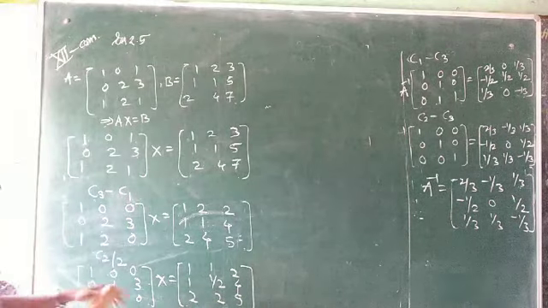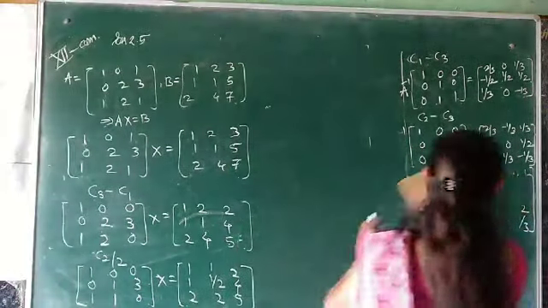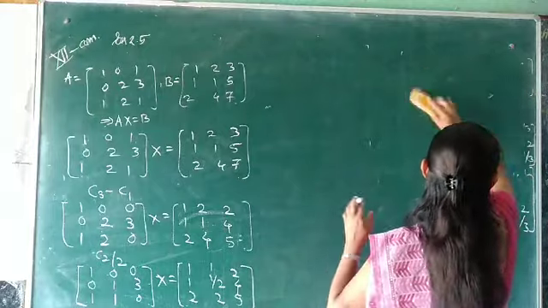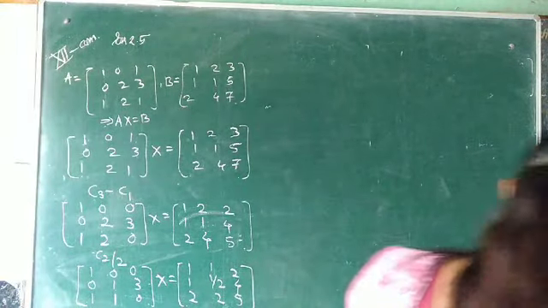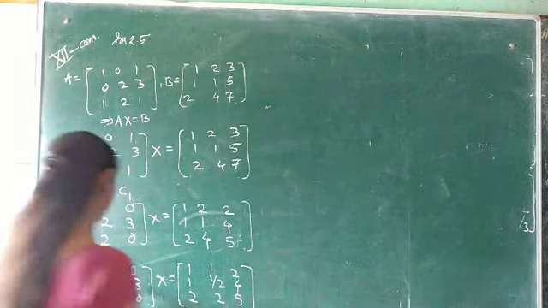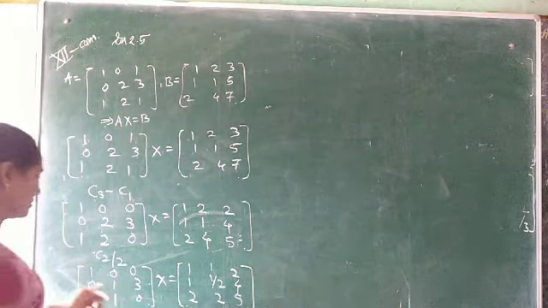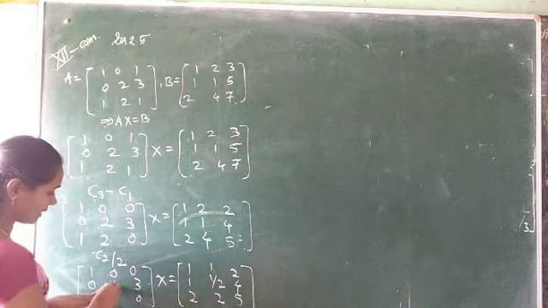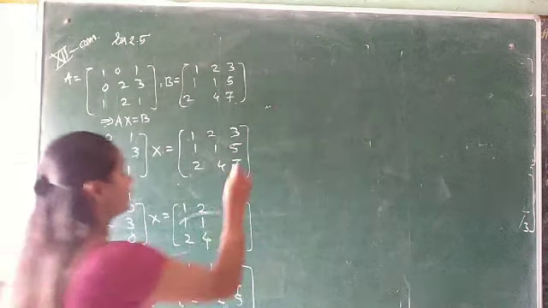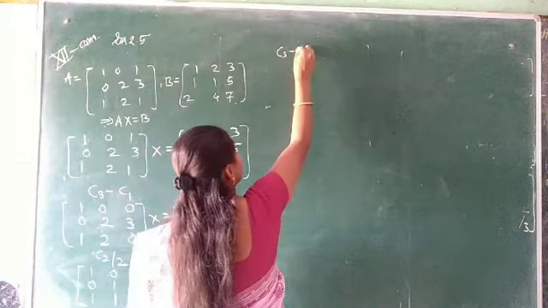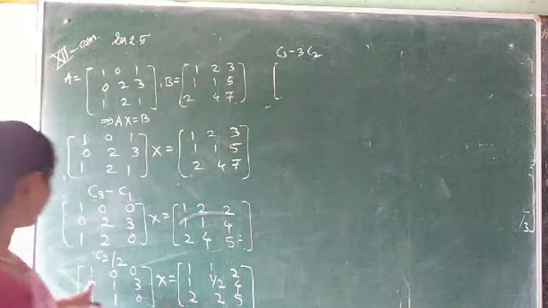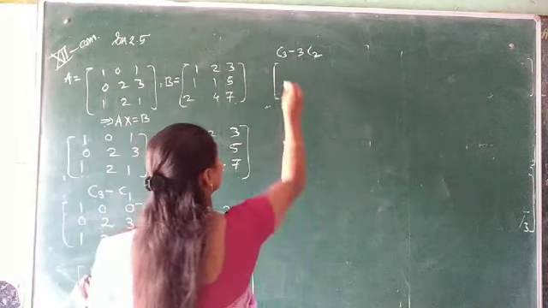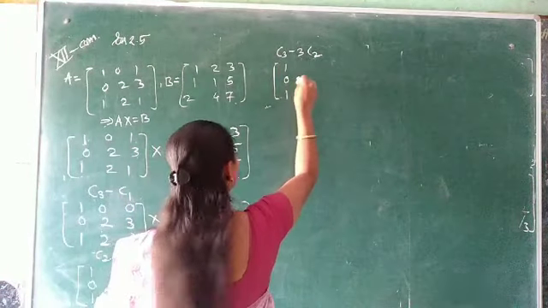Now we make this 3 into 0. So C3 minus 3 C2. What do we do here? We make 3 into 0. So multiply C2 by 3 and take the subtraction of both into C3. So we multiplied C2. Therefore C1 and C2 write as it is: 1 0 1, 0 1 1.